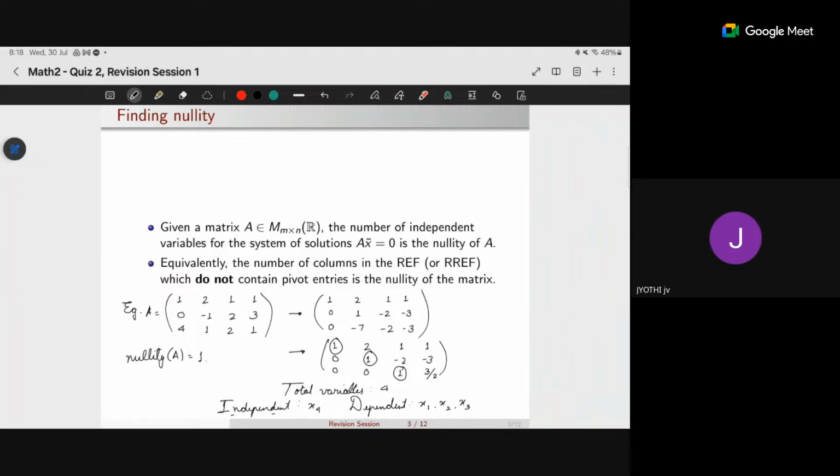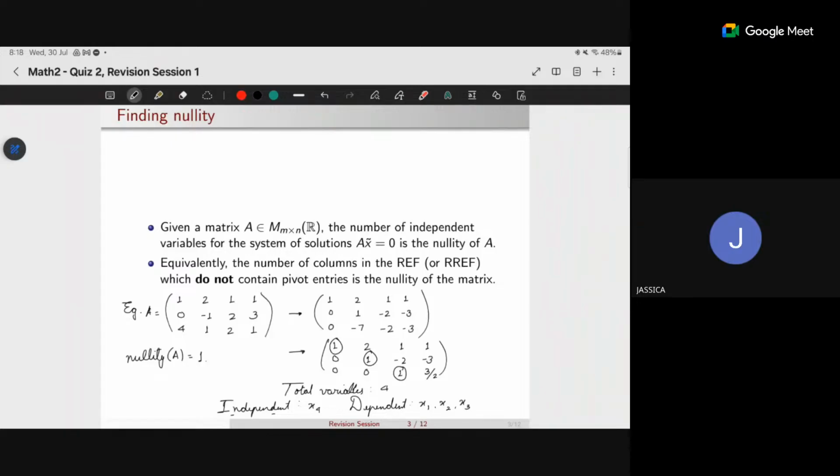The second point here says the number of columns in the REF which do not contain pivot entries. In the REF of this matrix, which is the column that does not contain any pivot entry? The fourth one, x4. So there's just one column which does not contain any pivot entry. Pivot entry means the leading, or first non-zero, entry of some row. The pivot entries are circled over here. So only the fourth column doesn't contain any pivot element, and there's just one such column.